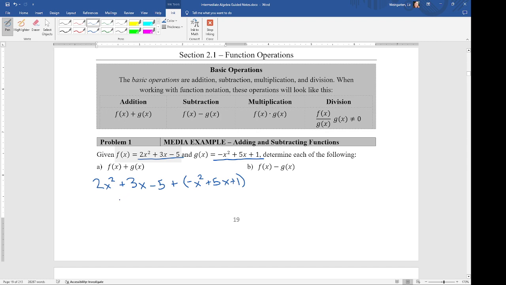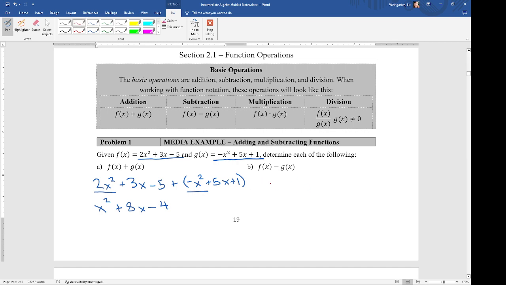And now I'm going to combine like terms. So I have a 2x squared and a negative x squared, so I'm left with x squared. I have a 3x and a 5x, so I'm left with 8x. Finally, a negative 5 and a positive 1, so I end with a minus 4.